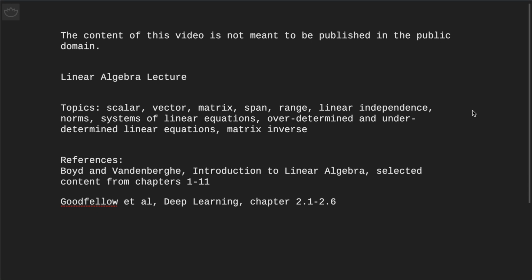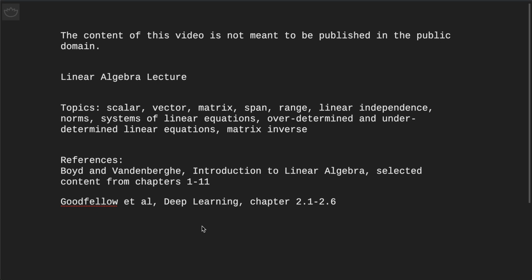In this lecture, I will go over some basic topics in linear algebra. If you are already familiar with these topics, feel free to skip. I will go over some basic definitions: scalar, vector, matrix, span, range, and then we go to matrix inverse. The reference is chapters 2.1 to 2.6 from the deep learning book.